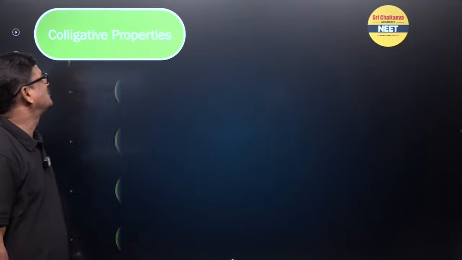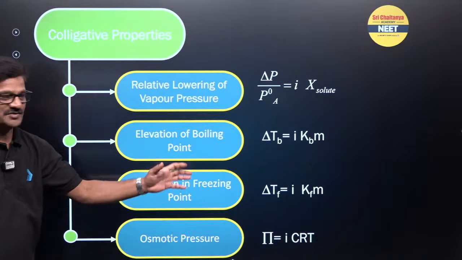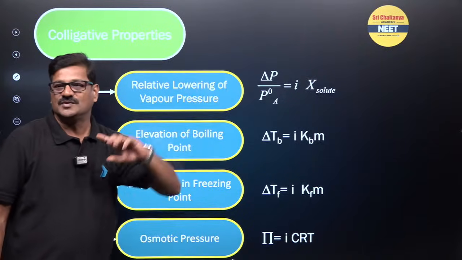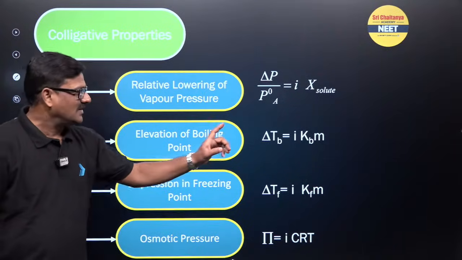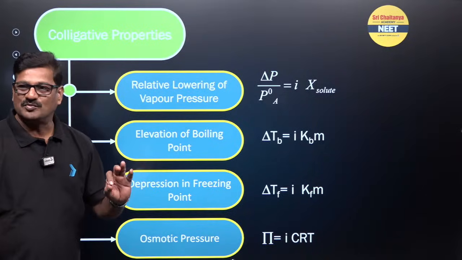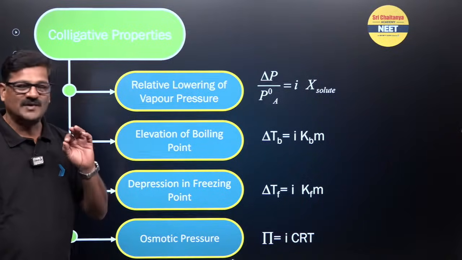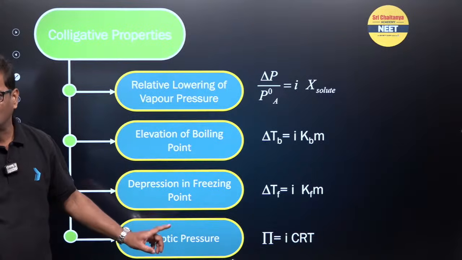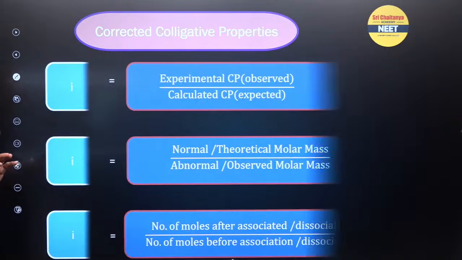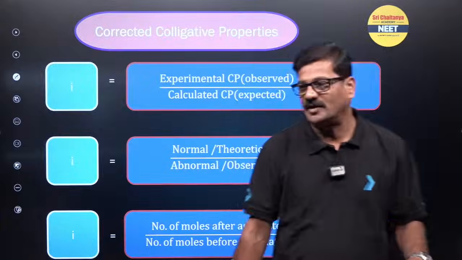Fine. So colligative properties after completion of this correction: relative lowering of vapor pressure is equal to i into mole fraction of the solute. Elevation in boiling point is equal to i into Kb into molality. The depression in freezing point is equal to i into Kf into molality. Pi is equal to iCRT, right? So these are the corrected colligative properties formulas.